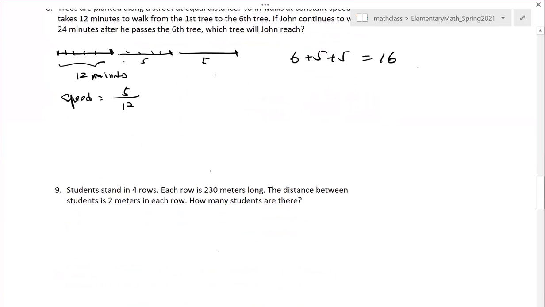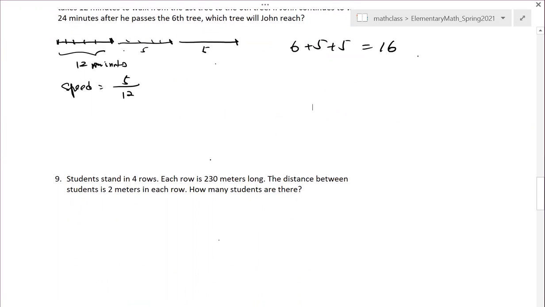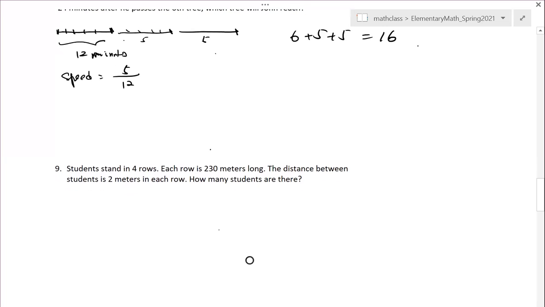Another problem. Okay, students stay in 4 rows. You see, we make mistakes, right? Some students, be careful. So don't just look at the number and do the multiplication. Okay, students standing in 4 rows. Each row is 230 meters long. The distance between students is 2 meters in each row. How many students are there? Okay.